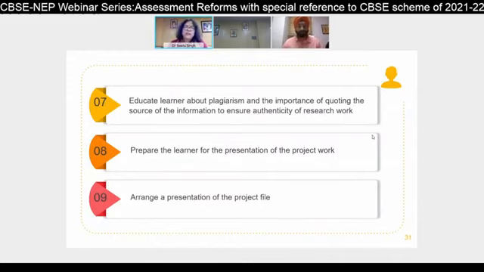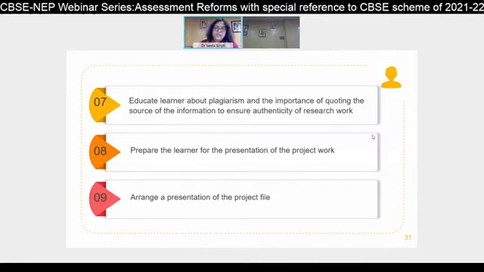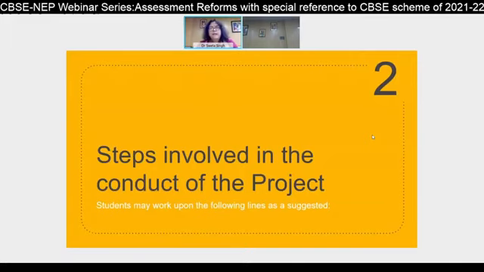Plagiarism is a very important aspect. Knowledge about plagiarism must be given to the students right from the beginning when they start the project work, and 11-12 is the right time to do that. So the teacher should educate the learners about plagiarism and the importance of quoting the source of information so that the research work, whatever they do, is authentic and original. And this way, prepare the learner for the presentation of the project work and arrange the presentation of the project file.